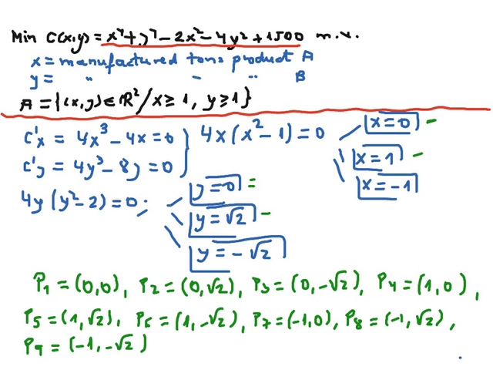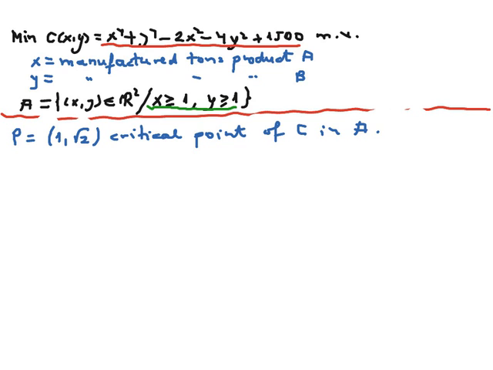All of these are critical points of C function, but the only one that verifies x greater or equal than 1 and y greater or equal than 1 is point 5. So this is the only critical point in the set A where we are minimizing the function. So the critical point of C in A is 1, root of 2.